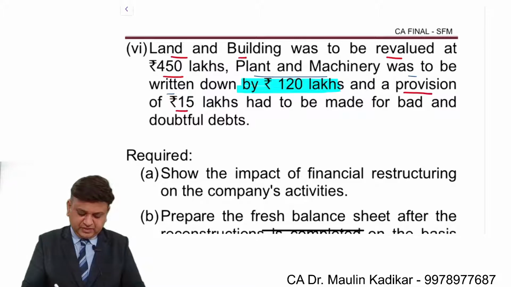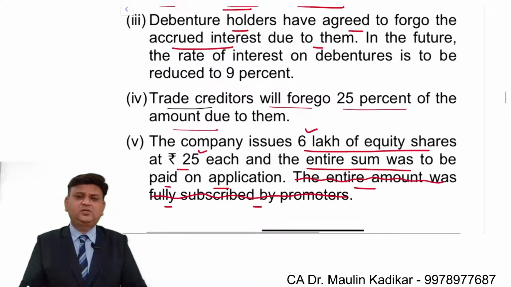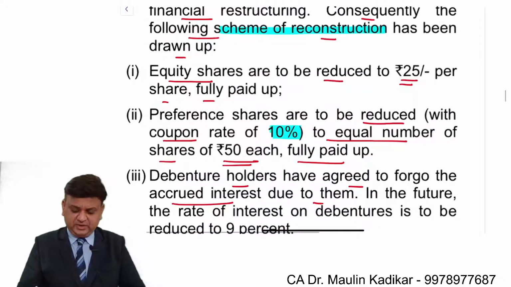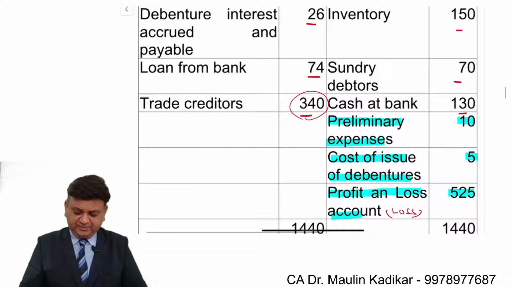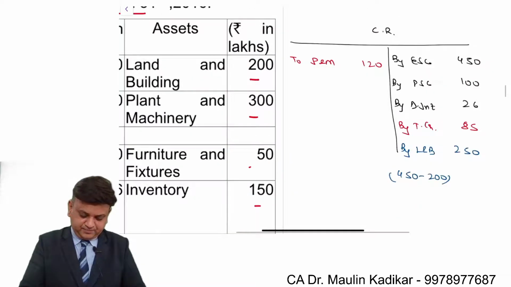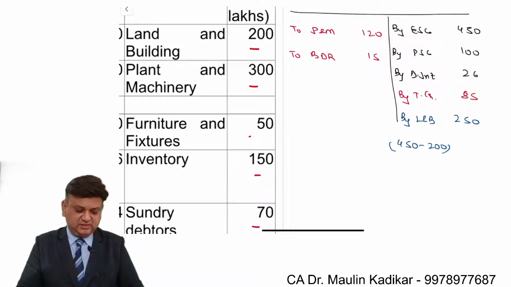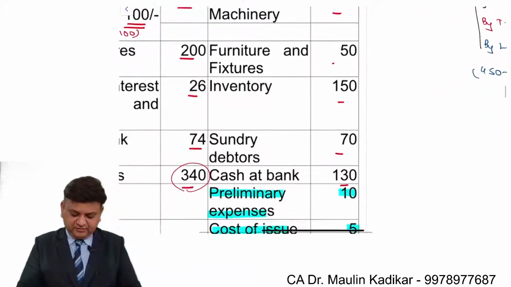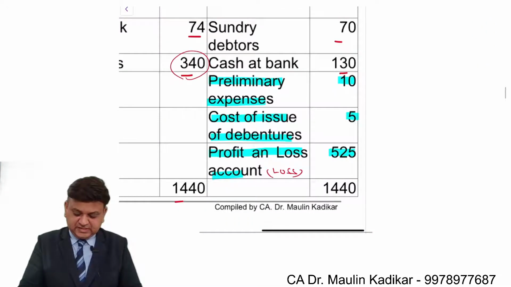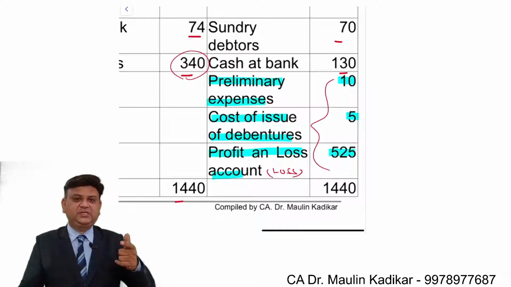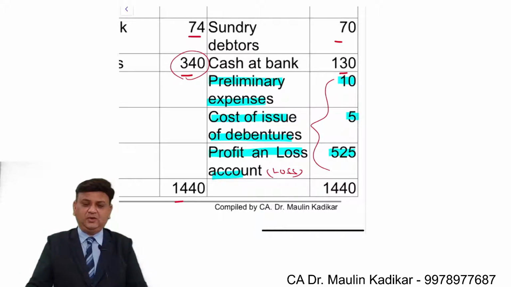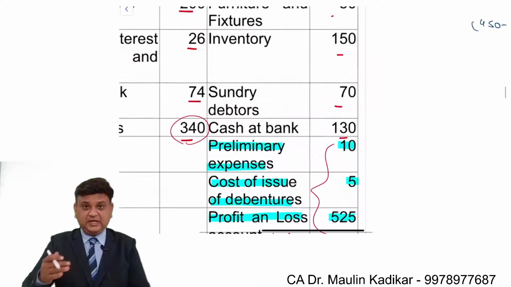Next, a provision of rupees 15 lakhs had to be made for bad and doubtful debts. So this time 15 lakh rupees is required to be provided. So again the capital reduction account is debited to bad debts reserve, an amount of rupees 15 lakhs. No further adjustments. However, we understand that the preliminary expenses, cost of issue of debenture and P&L, all of them will be written off in this capital restructuring.